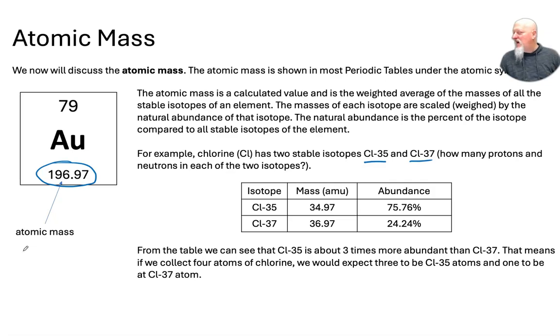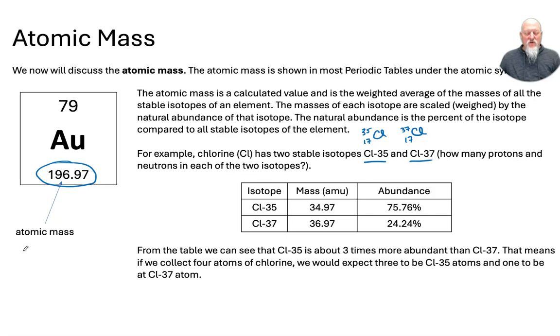The question is, how many protons and neutrons are in each of these? Well, if we look at chlorine on the periodic table, it has an atomic number of 17. So chlorine-35 would have a little 17 down here and a 35 up here, and chlorine-37 would have a little 17 down there, because it has the same atomic number, and 37 up here. So for chlorine-35, there are 17 protons and 18 neutrons. In an atom of chlorine-37, there are 17 protons and 20 neutrons.